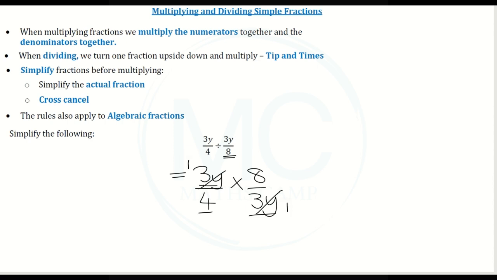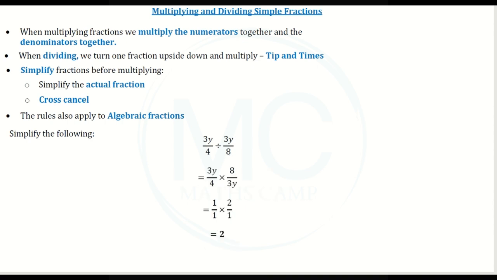Then we have 4 and 8, both divisible by 4. 4 divided by 4 is 1, and 8 divided by 4 is 2. Now we end up with 1 over 1 multiplied by 2 over 1. 1 multiplied by 2 is 2. 1 and 1 is 1. So we get 2 over 1, which is simply 2. Please have a look at more examples like this in upcoming videos.